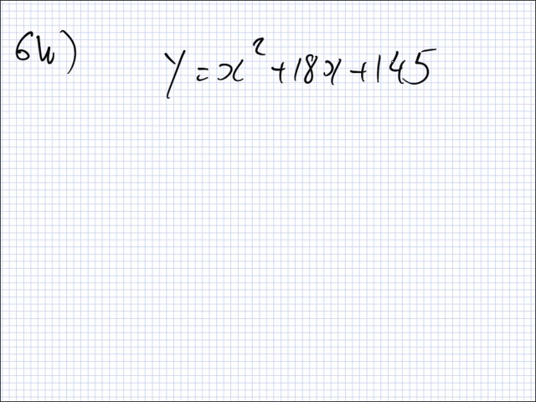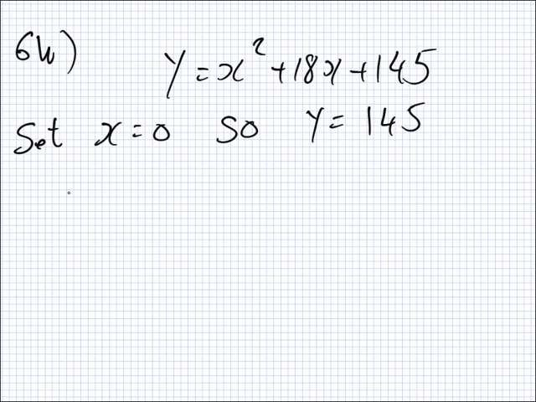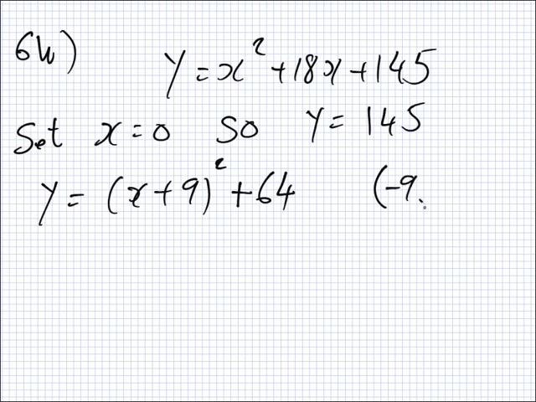So in this question, I want you to sketch everything if it's possible. The easiest thing to do first is get the y-intercept. How do I get the y-intercept? Set x equals 0, so that makes y equal to 145. Next, I'll try to get the vertex. I should always be able to get the vertex. If I complete the square here, I get (x plus 9) squared, and then 145 minus 81, which is 64. So what's the vertex here? Minus 9, and 64. Good, that's the vertex.